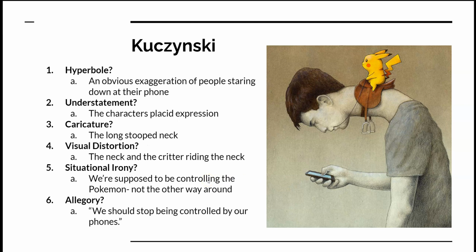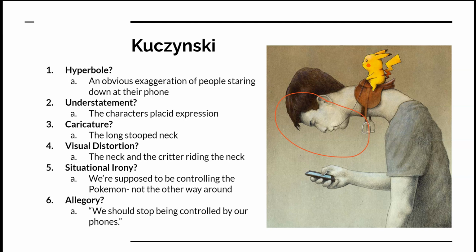So hyperbole. There's an obvious exaggeration here of people staring down at their phones. His neck is cranked really long. He's staring directly down. This is a clear exaggeration of someone whose neck is craned over all the time. But there's also understatement. If we look at the subject's face right here, we see that it has a very placid expression, as though this is no big deal. This is completely normal, nothing happening here, despite the fact that he has a magical little creature on his back. I would call that understatement, given the circumstances, trying to show us how normal it is that we are completely subject to our phones.